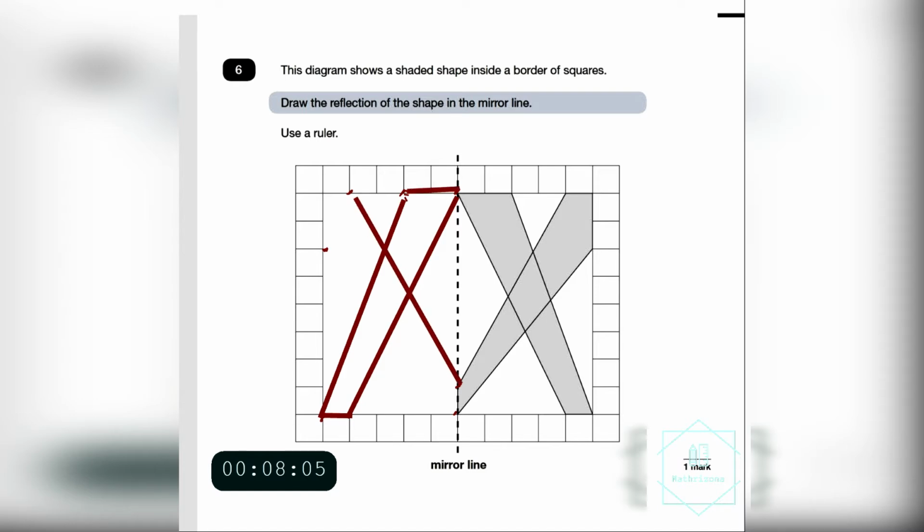Draw those lines. Yeah. So it looks like we are good. Good. So let's move to the next question.